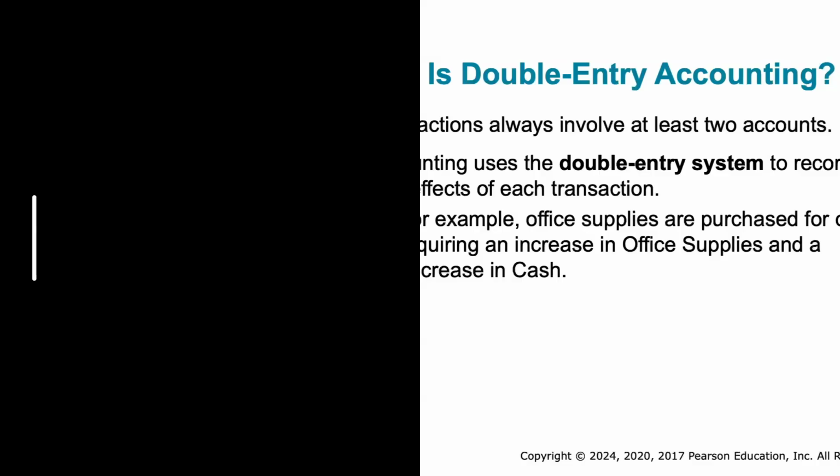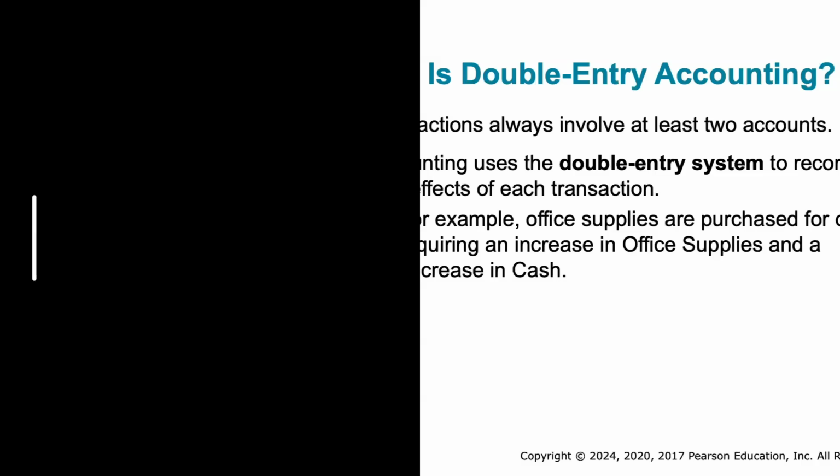Okay, so anytime we record any kind of transaction, there has to be at least two sides. There has to be two accounts that we are dealing with, right? Accounting uses a double entry system to record the dual effects of each transaction. For example, office supplies purchased for cash require an increase in office supplies and a decrease in cash. Think about every cause having an effect, right? Think about it as a scale. We have to even out the scales, right?